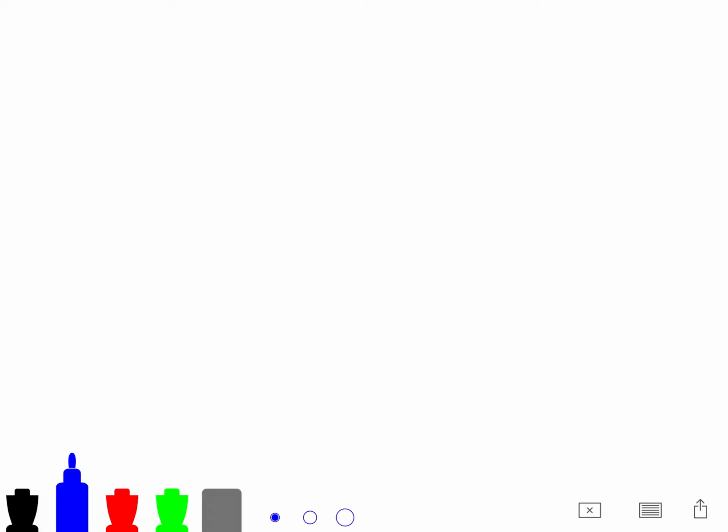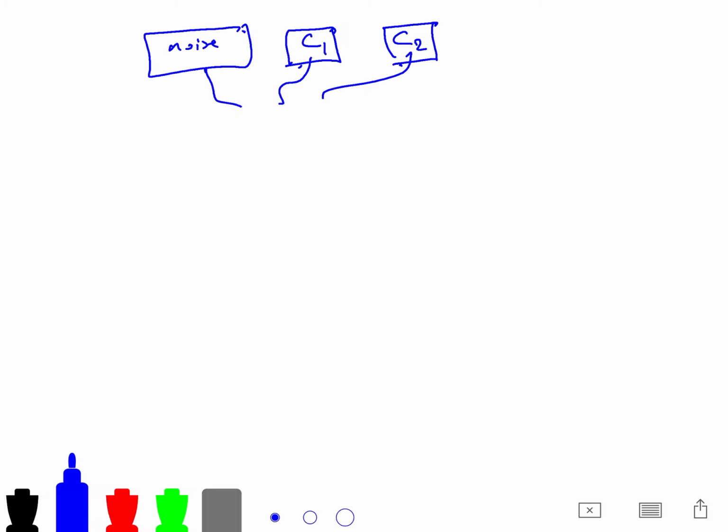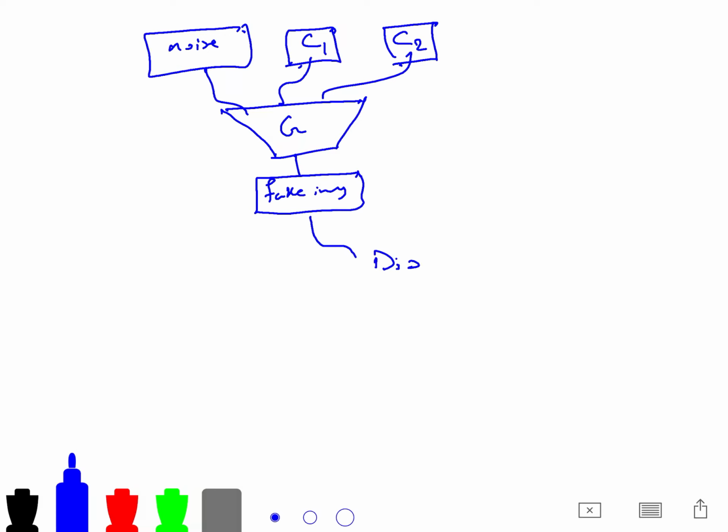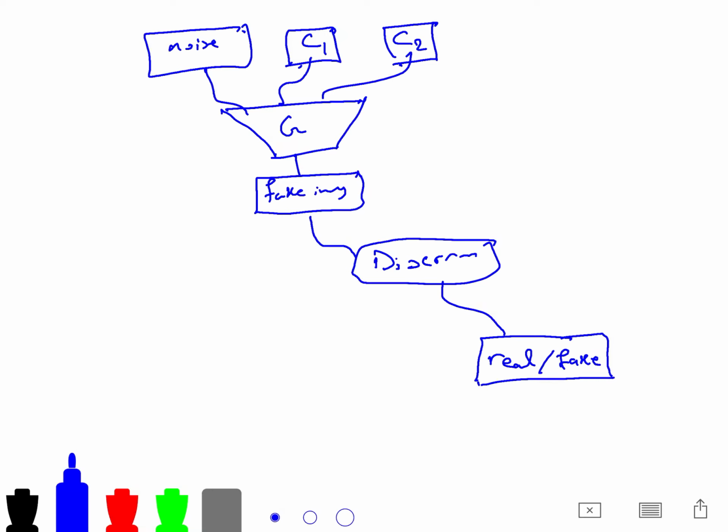So the architecture is like this. We have noise. We have, for example, one continuous code. The other one is a discrete code. And we give all of them to our generator. Our generator creates fake images, fake MNIST data. But the fake image goes to the discriminator. So the discriminator says whether your MNIST digit is real or fake.